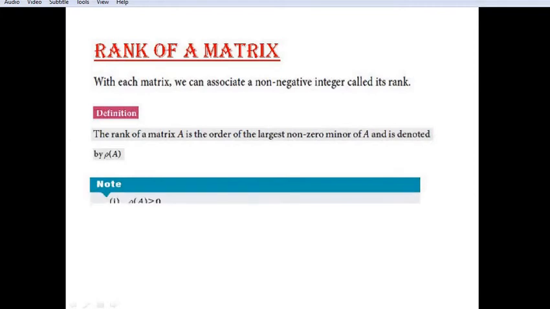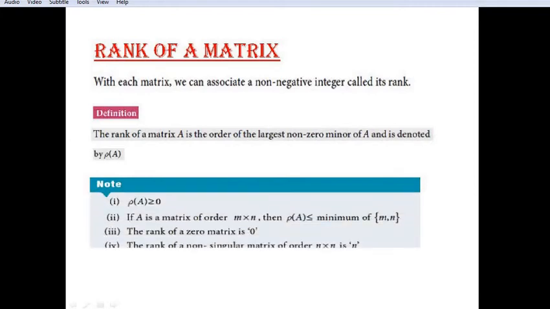We learned that in the last class. From the definitions we can understand that rank of A should be greater than or equal to 0, because it is defined as a non-negative integer. For a matrix of order m by n, the rank of that matrix should be less than or equal to the minimum of m or n. M represents the number of rows and n represents the number of columns, and the minimum of them is the maximum possible rank.